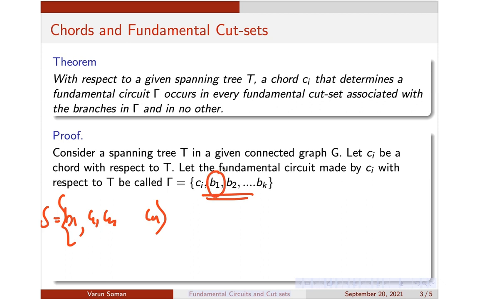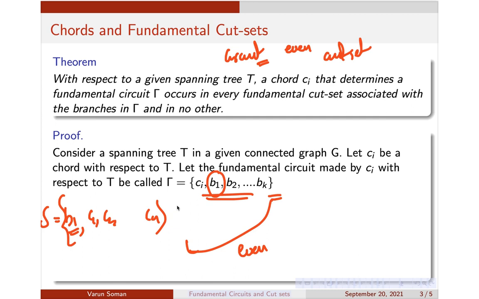Now recall the earlier theorems which I have already discussed. We have studied that every circuit would contain an even number of edges in common with a cut set. So this fundamental circuit should contain an even number of edges in common with this cut set, right? Already there is one edge, B1, in this cut set. So since it should contain an even number, it should also contain another edge.